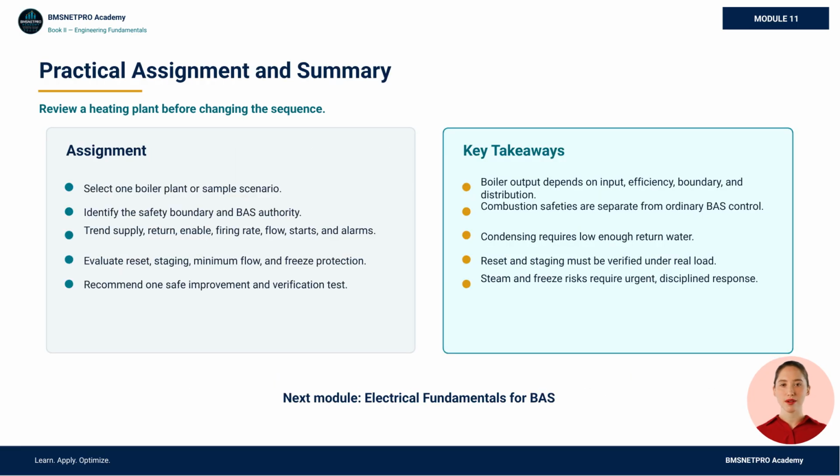For the practical assignment, students should review a heating plant before changing the sequence. They should identify the safety boundary, confirm what the BAS is authorized to control, collect trends, evaluate reset and staging, and recommend one safe improvement with a verification test. The key takeaway is that heating systems are not just winter comfort systems. They can affect safety, freeze protection, equipment life, energy cost, and critical operations. In the next module, we move into electrical fundamentals for BAS, where measurement, control power, signals, and safe work boundaries become the focus.